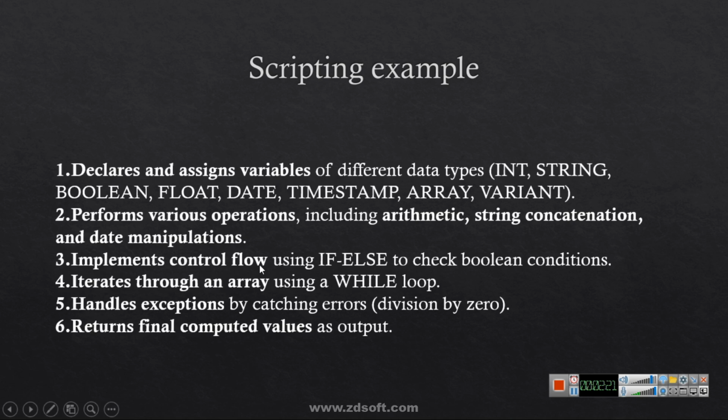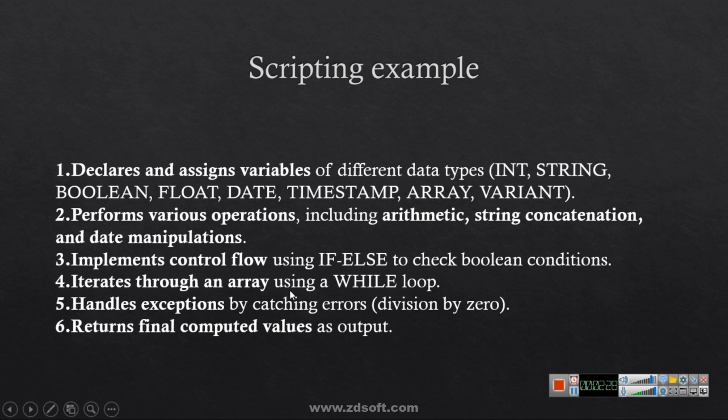Then we will implement control flow using an IF ELSE block to check boolean conditions. Also we will iterate through an array using a WHILE loop. Then we will handle an exception by catching an error, which will be a division by 0 error. Also we will return the final computed values as output.